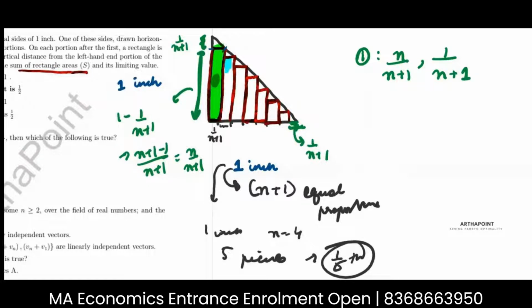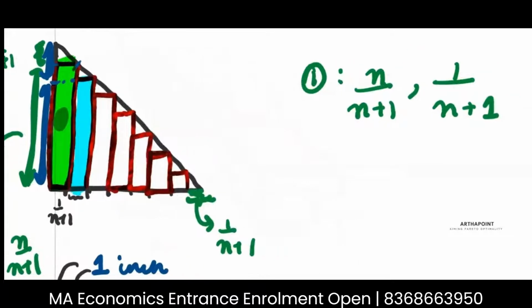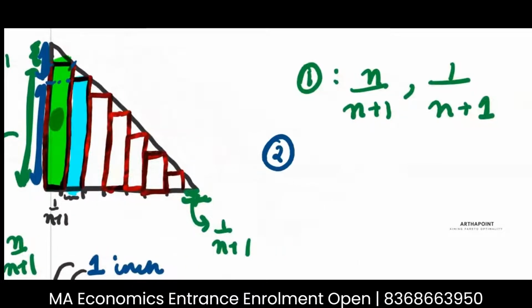Now look at the second rectangle. For the second rectangle, how much am I leaving out? Do you see that if I take this here, I'm leaving out 2 proportions, and the remaining is its length. So for the second rectangle, if I just zoom this a bit, I am leaving 2 portions of 1 upon n plus 1, and the remaining is my length.